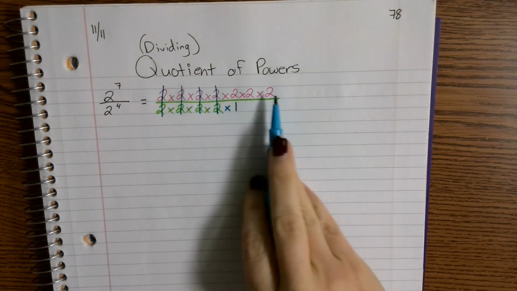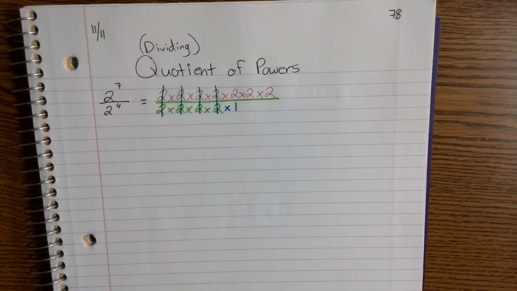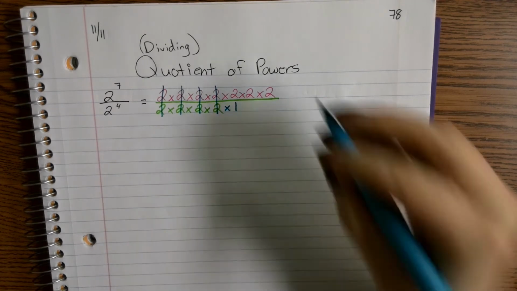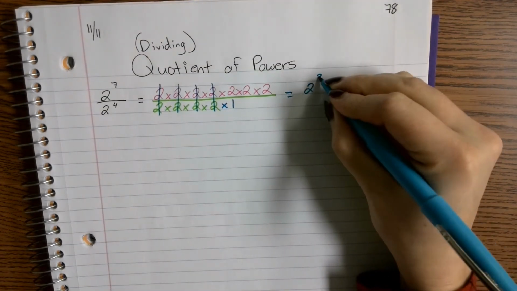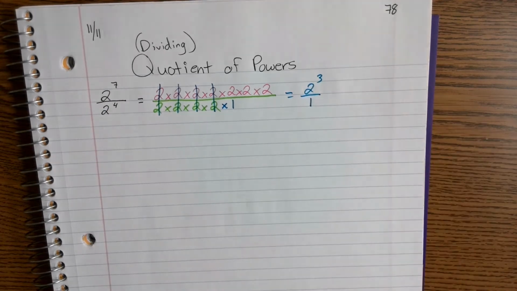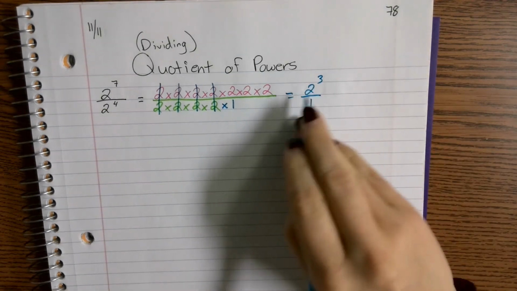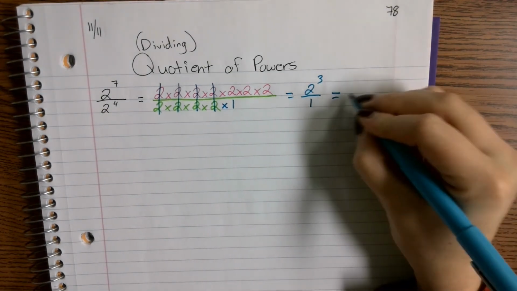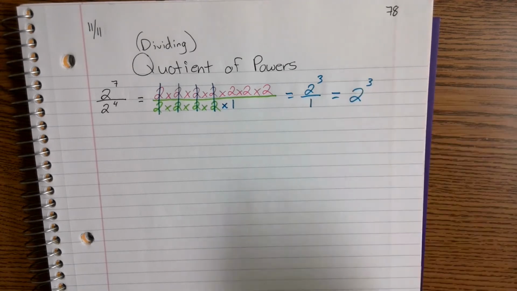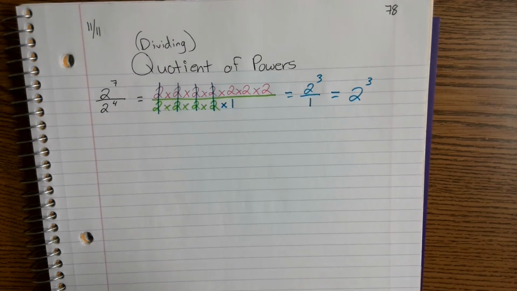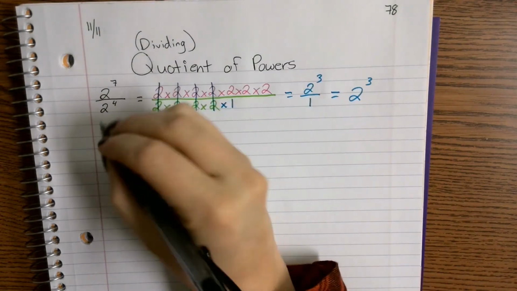So what do I still have present on the top? 3 2s, right? So 2 to the 3rd power, and at the bottom, I still have a value of 1. But I don't have to write 2 to the 3rd power over 1. I could just write it as 2 to the 3rd power, and then I'd be done. Of course, then I could simplify it all out, and I'd get 8. Okay? So, same idea.